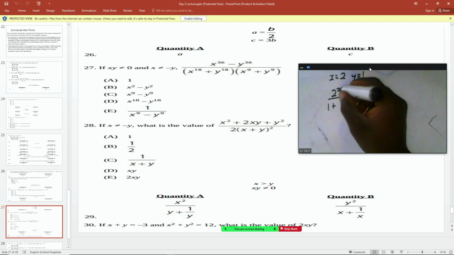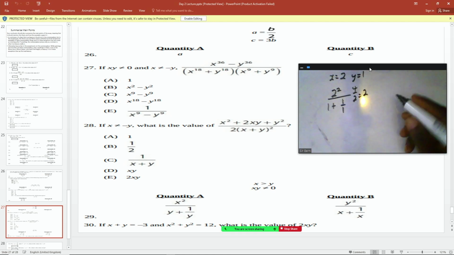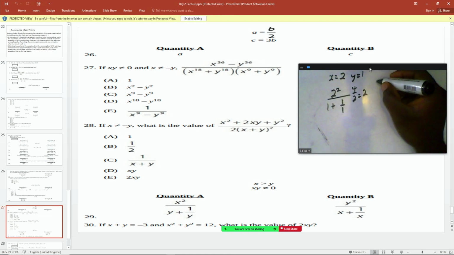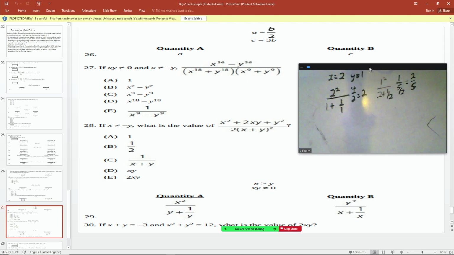4 at the top, 4 divided by 2, giving us 2. Then we go to quantity B. Quantity B, we have 1 squared divided by 2 plus 1 over 2. The denominator will give us 5 over 2. So this will turn out to be 2 over 5. So in this case, quantity A is greater. 2 is greater than 2 over 5.